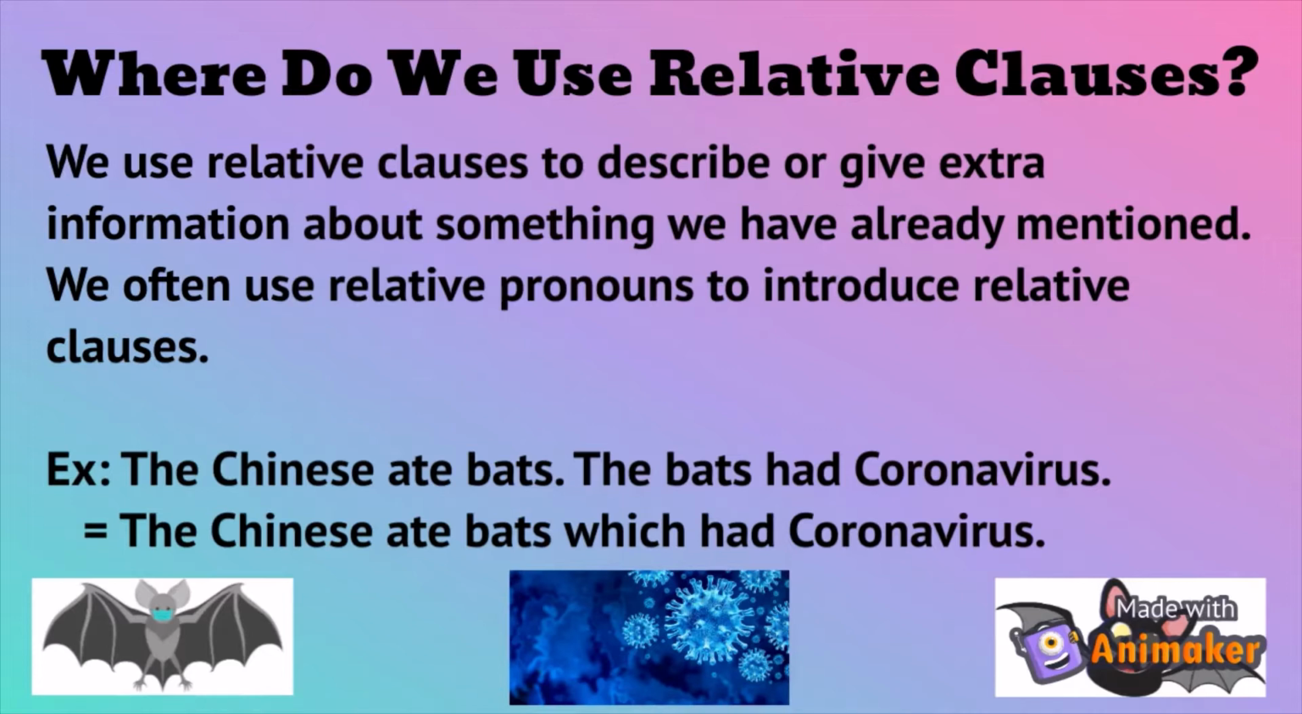For example, we have two sentences. The Chinese ate bats. The bats had coronavirus. And here is our relative clause. The Chinese ate bats which had coronavirus. Here, the Chinese ate bats is the main clause. The relative pronoun is which and it refers back to the bats. And which had coronavirus is the relative clause.